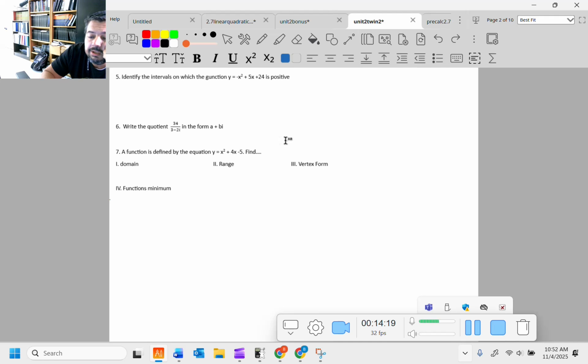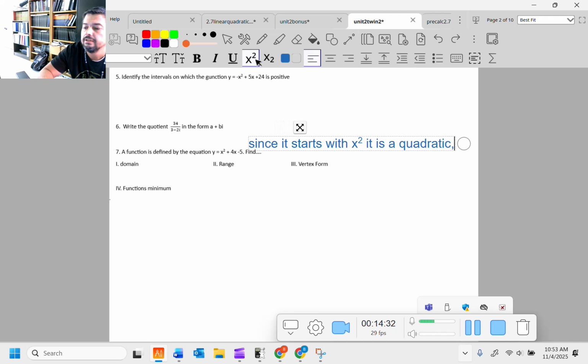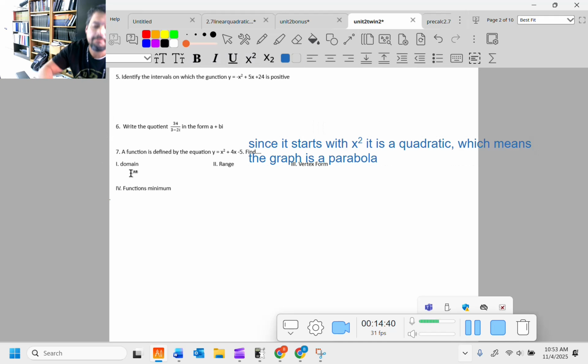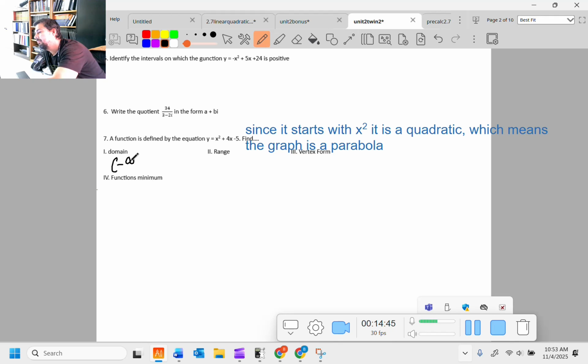A function is defined by the equation y equals x squared plus 5x minus 5. Now, first off, since it starts with x to the second, it is a quadratic, which means the graph is a parabola. Everybody knows that the domain of a parabola is negative infinity to infinity. To find the range and some of the other stuff, you're going to have to be thinking about a graph, kids.